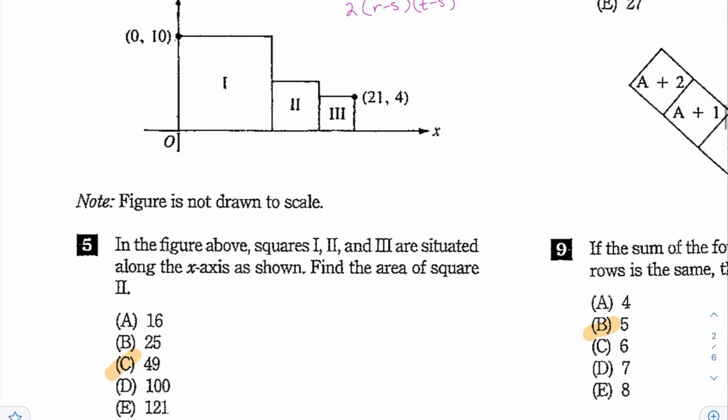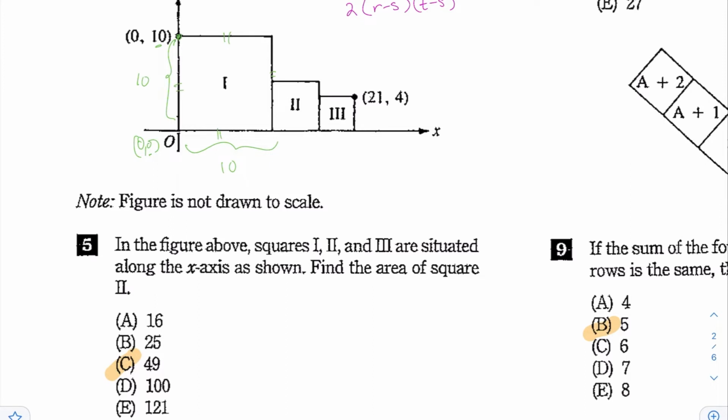Next, for number 5, in the figure above, squares 1, 2, and 3 are situated along the x-axis as shown. Find the area of square 2. So here you have to use the coordinate system to help you out. If you know that the origin is (0, 0), and this point here is (0, 10), you know that 10 minus 0 is 10. So that means that this square, which has all sides equal, has a side of 10.